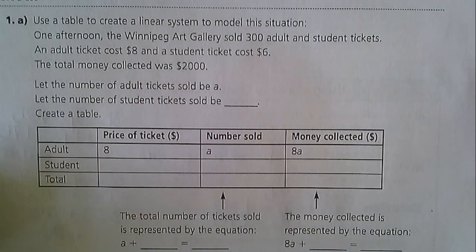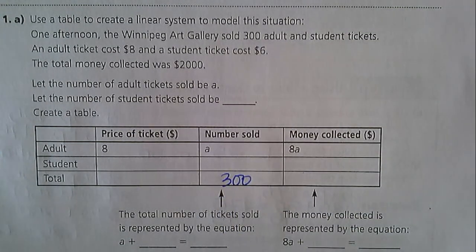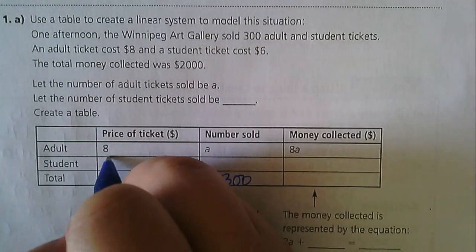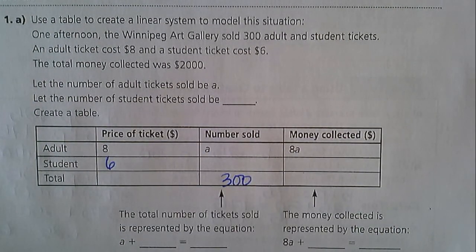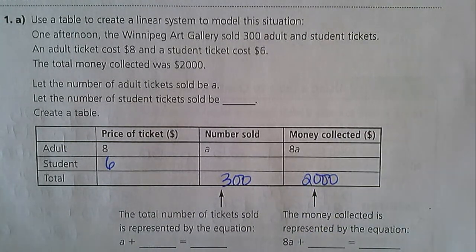This question says, use a table to create a linear system to model this situation. They've actually already started it for us, so we just have to plug in the values. It says, one afternoon, the Winnipeg Art Gallery sold 300 adult and student tickets. So number sold is 300. An adult ticket costs $8 and a student ticket costs $6. And the total money collected was $2,000. So the only thing we need to add in here is the information for the student cost.